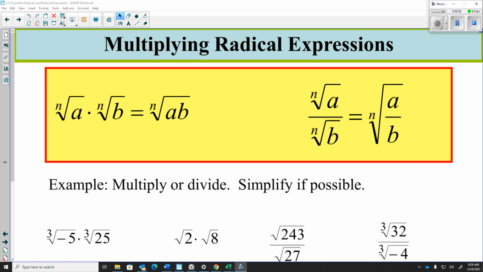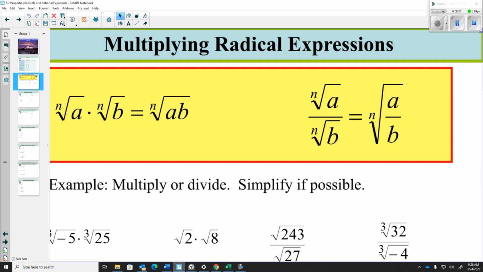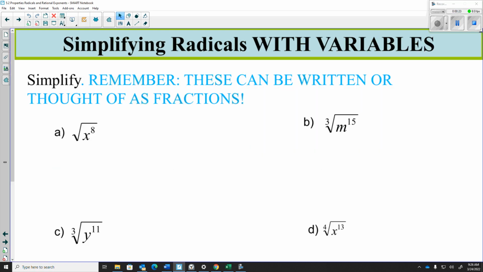So this is the big rule from yesterday. And remember, in simple terms, the rule basically is this: if you have things that are the same radical, you can put them together, or you can pull them apart. That's pretty much the rule. All right? We're going to use that a lot today. So this is where we left off yesterday.